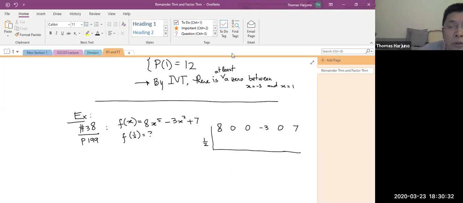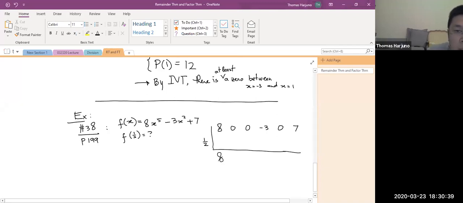Okay, let me just continue again. I assume you have performed that synthetic division. This is 8 here times 1/2 is 4. This is 4 here times 1/2 is 2. 2 here times 1/2 is 1. This is negative 2 times 1/2 is negative 1. Negative 1 times 1/2 is negative 1/2. So I get 6.5 here. Do you get the same result with me?